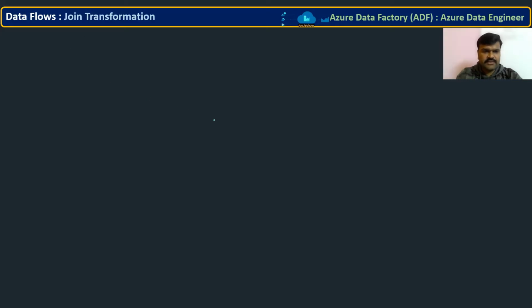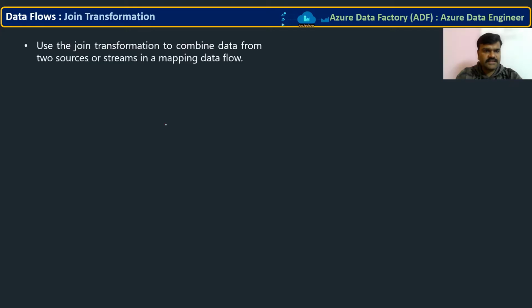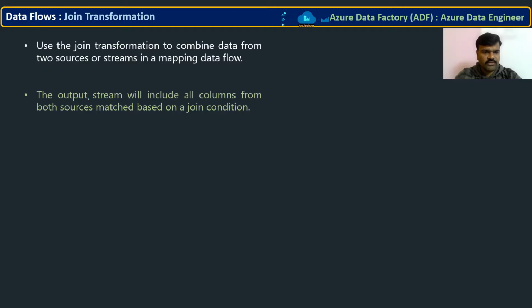Okay. So here in the joins, use the join transformation to combine the data from two sources or streams in a mapping data flow. So we are going to combine the data from two tables or two sources, based on some conditions, of course, all those things we will see. The output stream will include all columns from both the sources, matched based on the join condition.